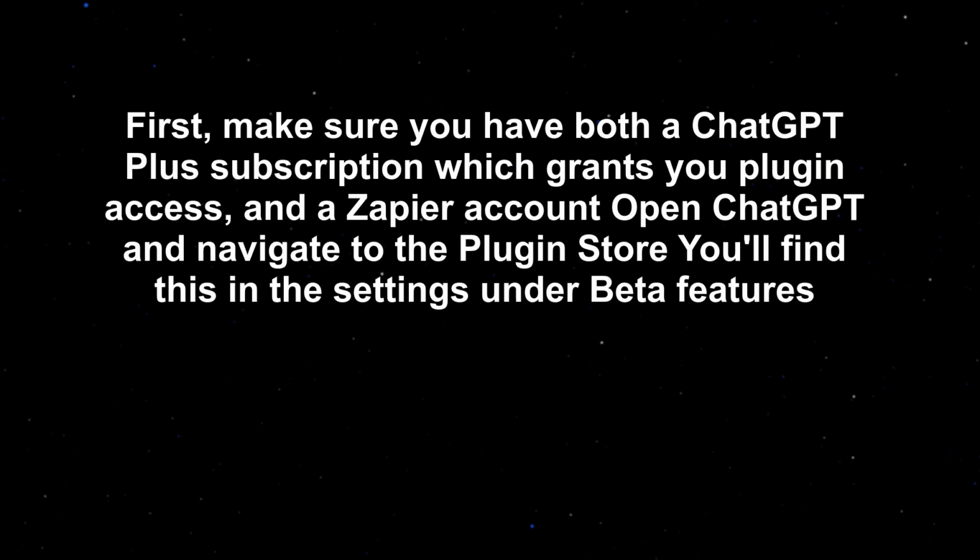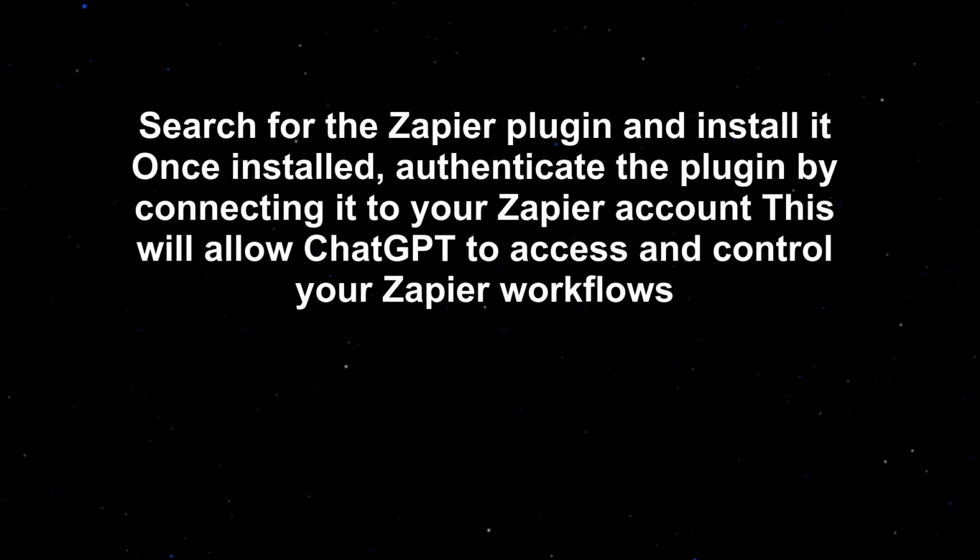You'll find this in the settings under Beta Features. Search for the Zapier plugin and install it. Once installed, authenticate the plugin by connecting it to your Zapier account. This will allow ChatGPT to access and control your Zapier workflows.